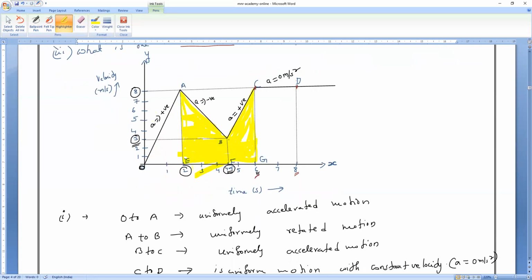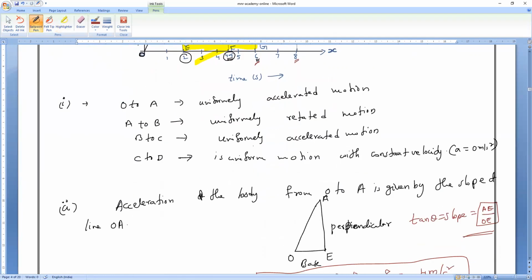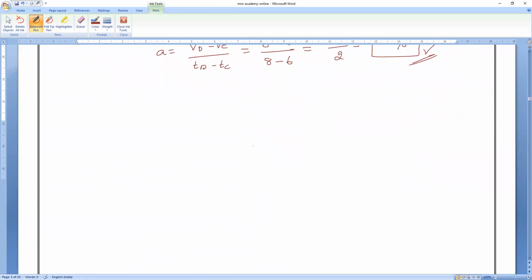One trapezium is EABF. EABF is one trapezium. The second trapezium is BFCG. Is it right or wrong? All of you, is it correct or not? Please respond. Will you all accept it?